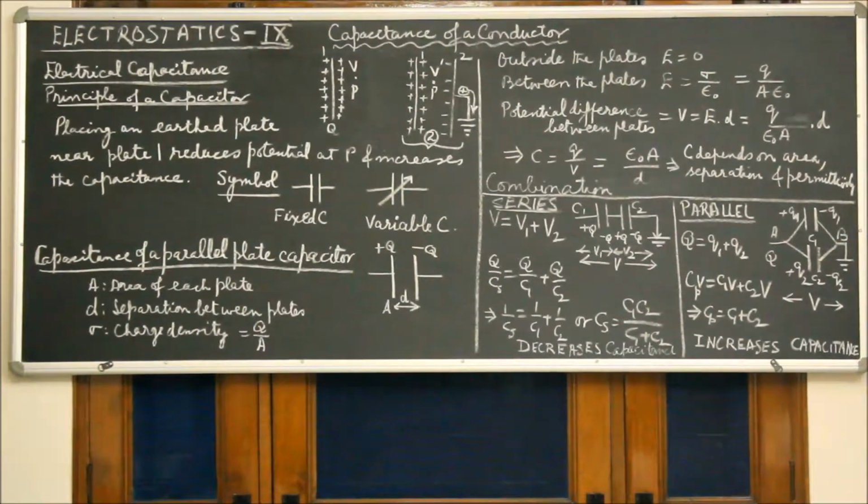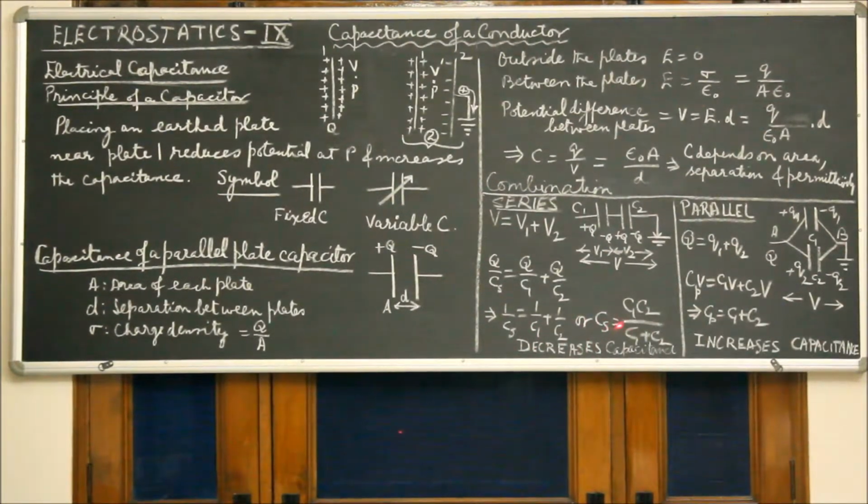This can be extended for 3 or 4 or 5 or a number of capacitors in series. We'll get 1 over CS equal to 1 over C1 plus 1 over C2 plus 1 over C3 and so on.